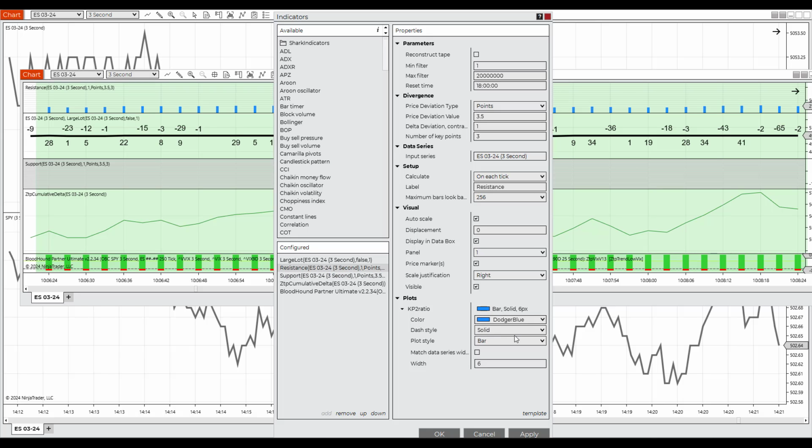And we're going to do the same thing with the resistance. We're going to set the plot to bar and a width of 6. So those are the settings for the first 3 indicators.